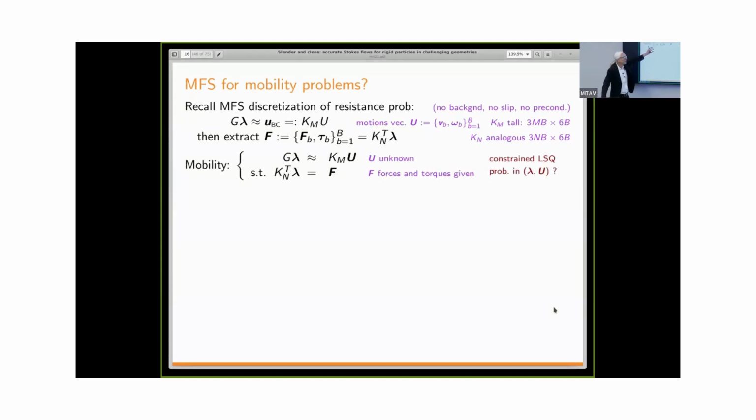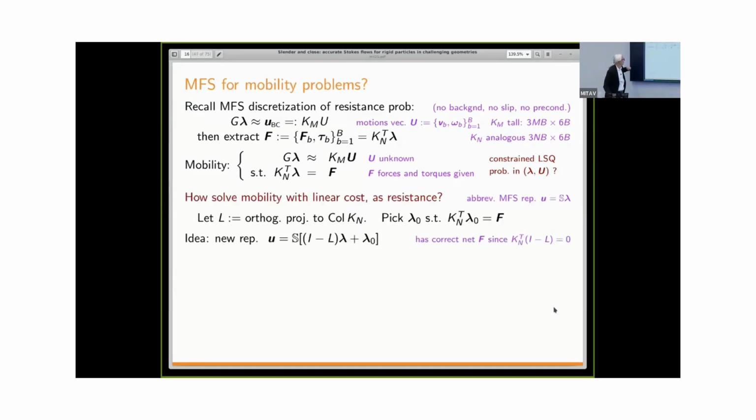The mobility, then, you can see the linear algebraic structure of that is to solve that G hitting lambda gives you this special form of right-hand side, but with U unknown. But then you've got K transpose hitting lambda equals F, which is given. That's a constraint. So you've now got a constrained least squares problem. But what's the linear way to solve that? A linear scaling way. So we don't attack it in this form.